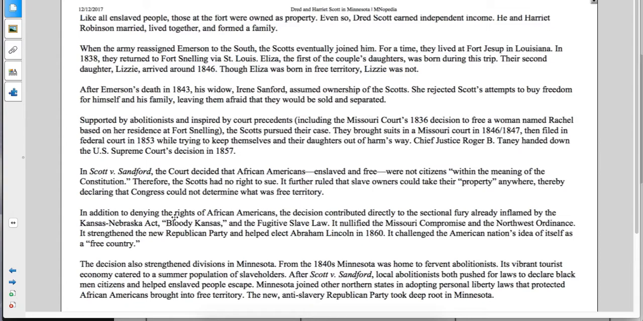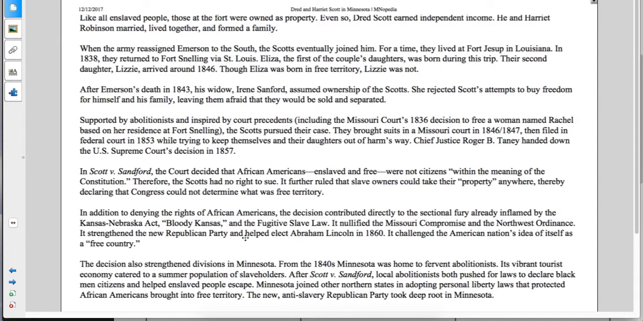In addition to denying the rights of African Americans, the decision contributed directly to the sectional fury already inflamed by the Kansas-Nebraska Act, Bloody Kansas, and the Fugitive Slave Laws. I don't know what those are, so I'd probably ask questions about those too, but I'm going to finish up the reading. It nullified the Missouri Compromise and Northwest Ordinance. So these laws that were made, this court case nullified them, made them so that they didn't make any sense anymore. It strengthened the new Republican Party and helped elect Abraham Lincoln in 1860.